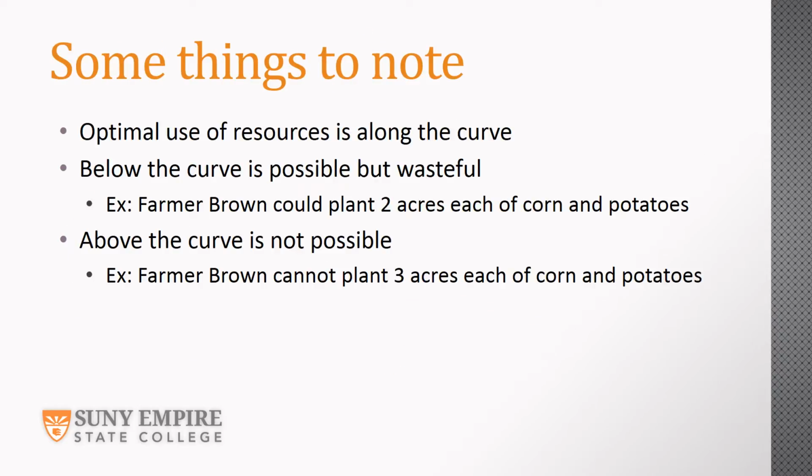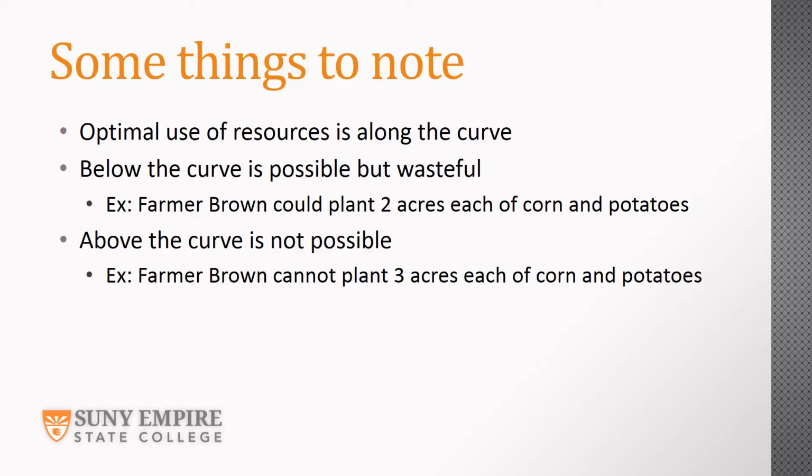A production possibility frontier demonstrates an optimal use of the available resource. Farmer Brown has 5 acres to plant, so it makes sense that she would plant all 5 acres. However, she could possibly plant a combination below the curve. She could plant 2 acres each of corn and potatoes, but she would be leaving a full acre empty. That is wasteful. Any combination of values above the curve is impossible.